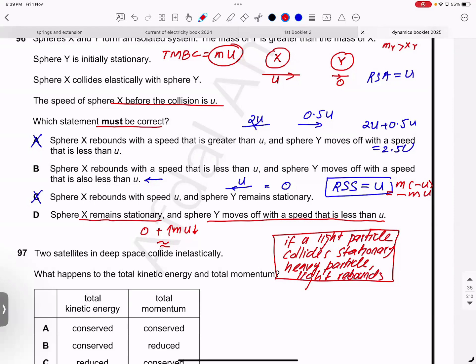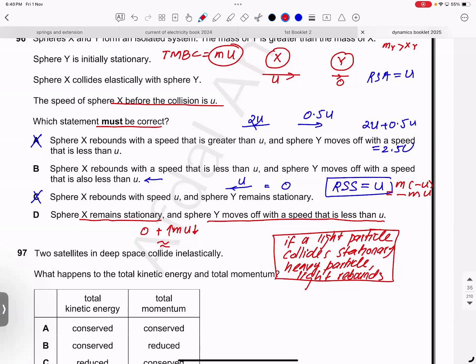Yes, light rebounds. Looks like B. Now, the other thing is the principle of conservation of momentum as well. If you apply the principle of conservation of momentum to the last one, it is also correct. If you apply it to the first B, it is also correct.